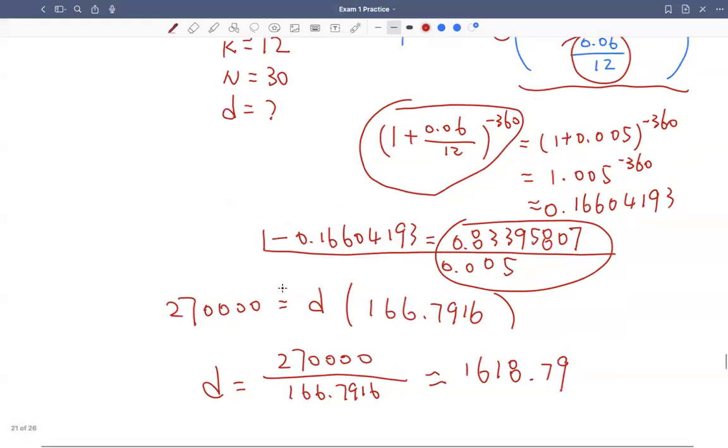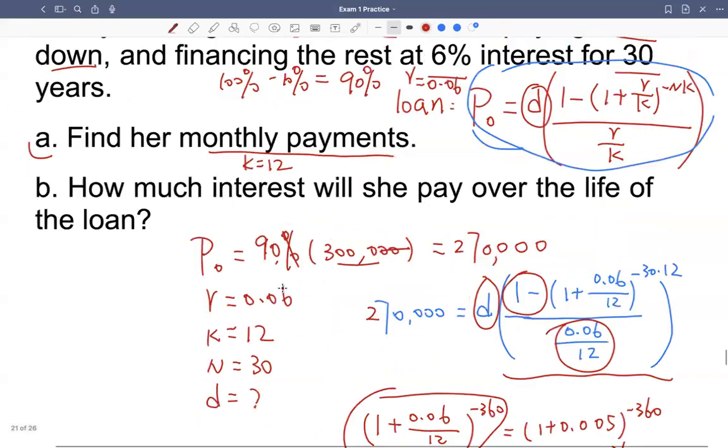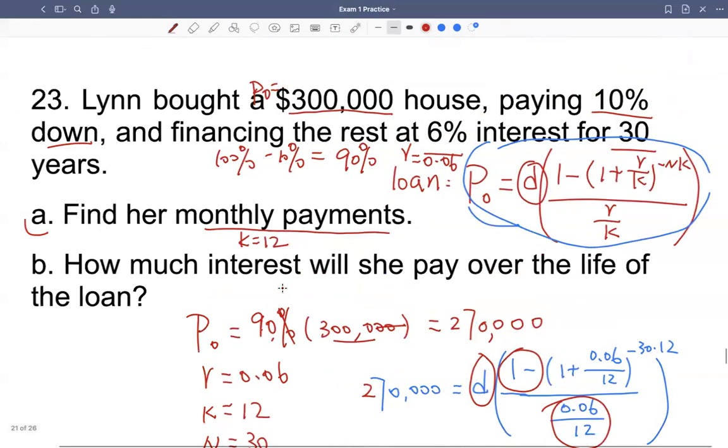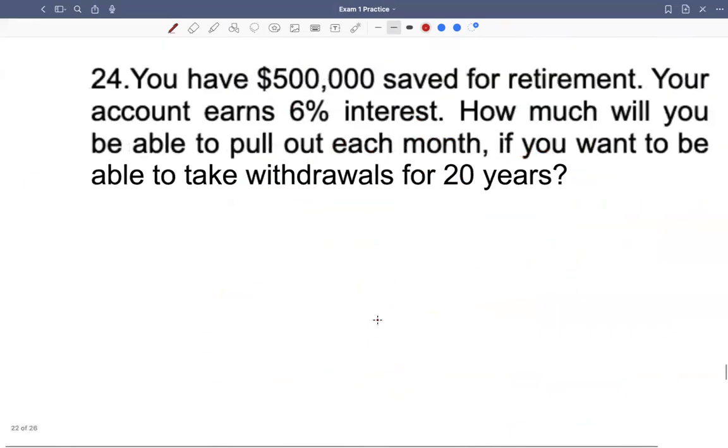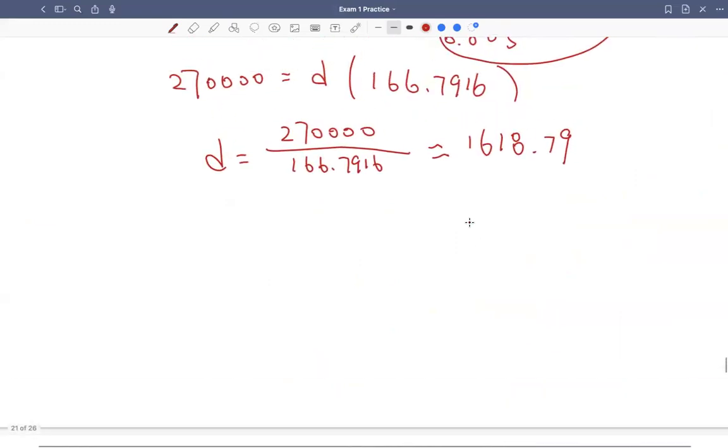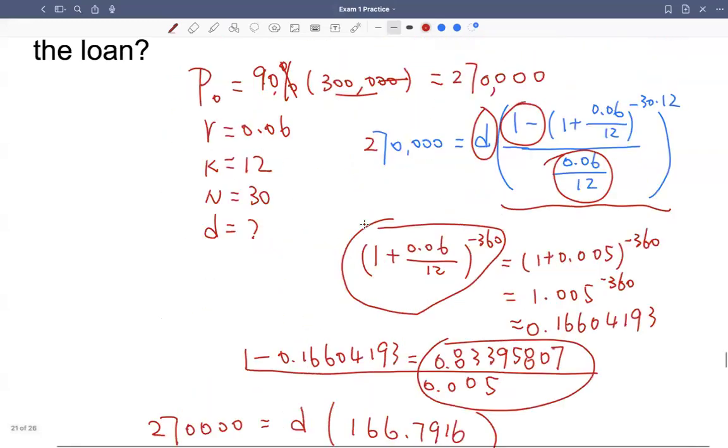So this is the answer. For Lynn, she bought a $300,000 house, paying 10% down, and needs to finance the rest, 90%, with a 6% interest for 30 years. So her monthly payment would be $1,618.79. Right, so what did we do?